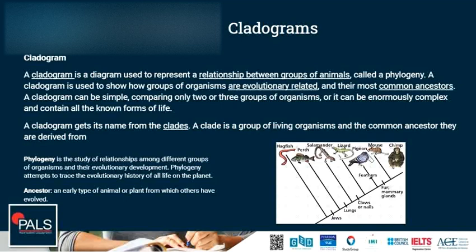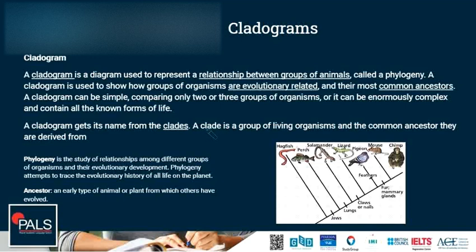As we can see down here, we have a relatively simple cladogram of a few groups of organisms. The cladogram itself gets its name from the word clade, and a clade is a group of living organisms and the common ancestor they are derived from.